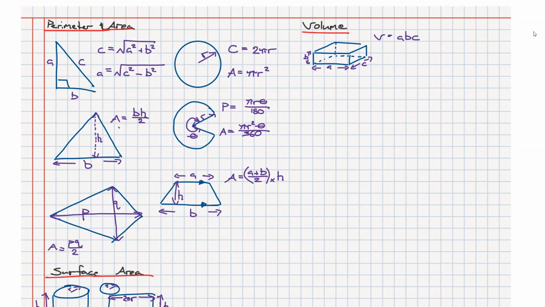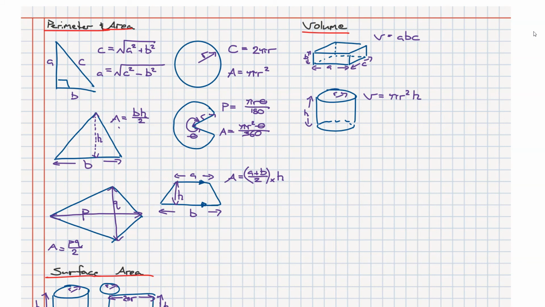Now for a cylinder, it's a little bit different in that for a cylinder what we do is we calculate the area of the top part and then we multiply it by its height. So the volume of a cylinder is going to be pi r squared multiplied by h. So it's as simple as that.